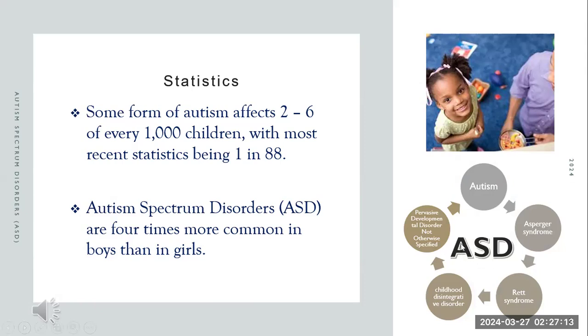Also, we have the phrase autism spectrum disorder. This is gaining momentum because it better captures the similarities between autism and other conditions that fall under this category. This term applies to 5 subcategories: autism, Asperger syndrome, Rett syndrome, childhood disintegrative disorder, and pervasive developmental disorder not otherwise specified.